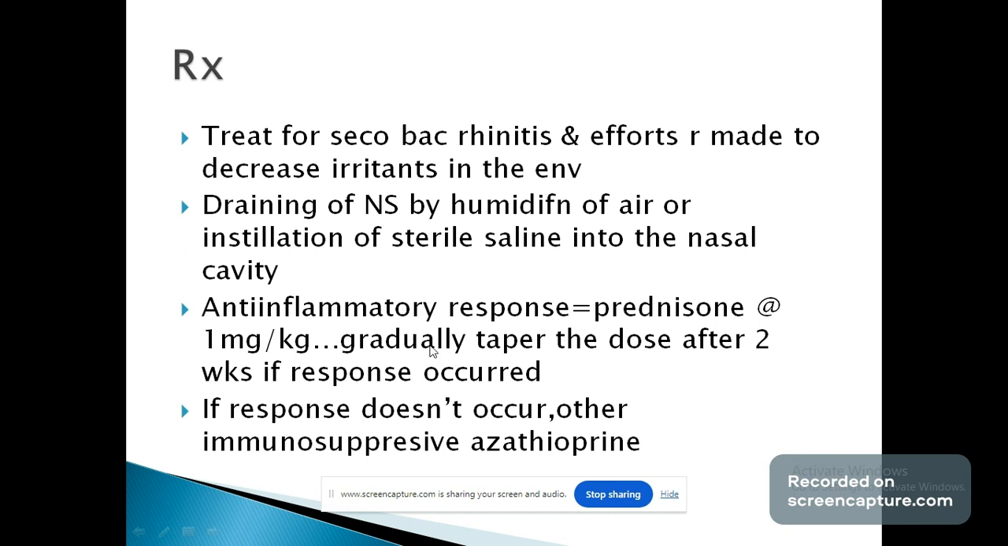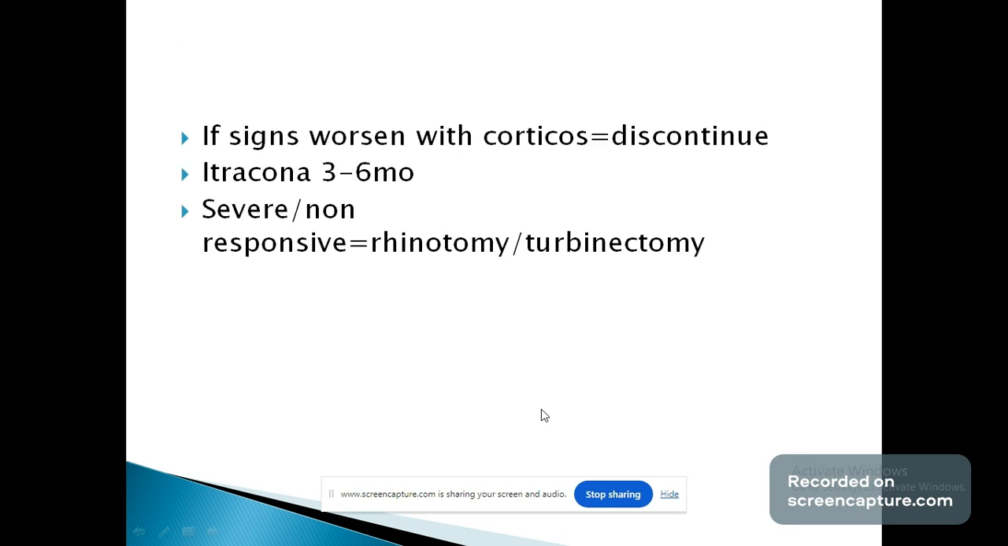Gradually taper the dose of prednisolone. If there is no response to prednisolone, you can use another immunosuppressive, azathioprine. If signs worsen with the corticosteroid, you have to discontinue the corticosteroid and you can use itraconazole. In severe or non-responsive cases, rhinotomy or turbinectomy can be used.